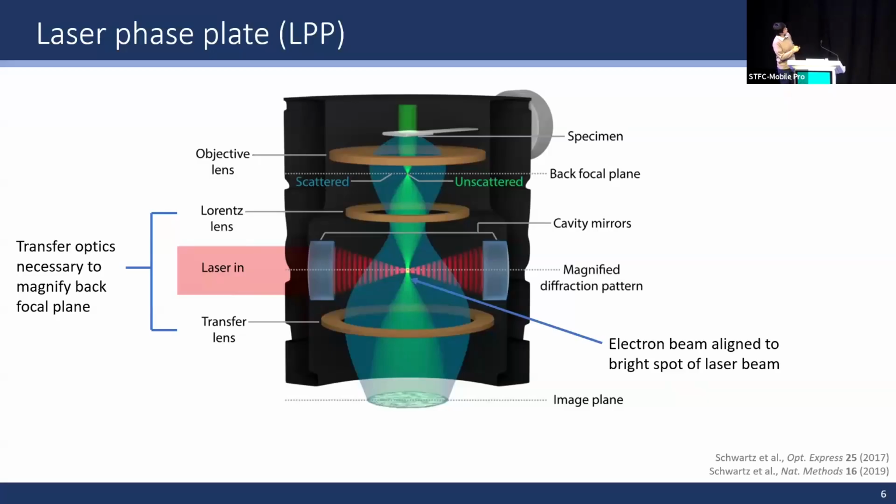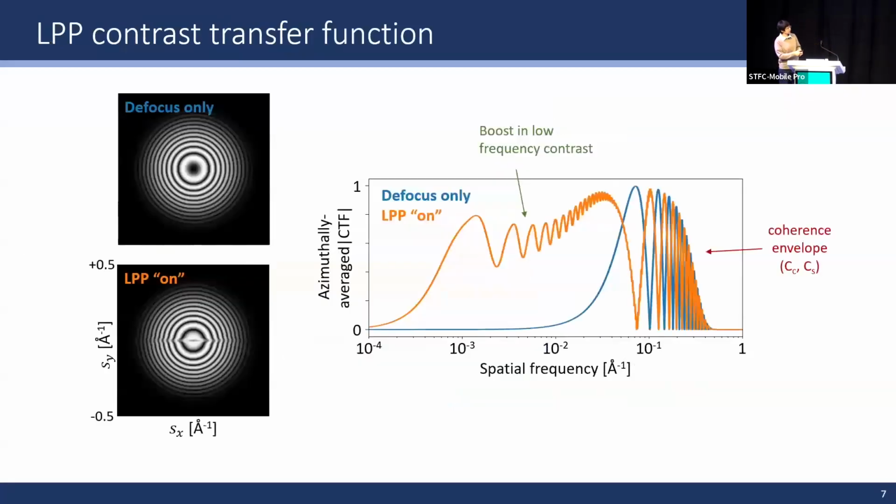Within this cavity, the laser beam bounces back and forth and you form these sort of pancake structures. The electron beam needs to be aligned right at a high intensity spot, one of these bright spots, to be able to get this phase contrast. So assuming that's all well aligned, the CTF looks something like this.